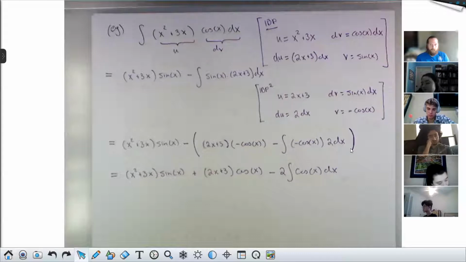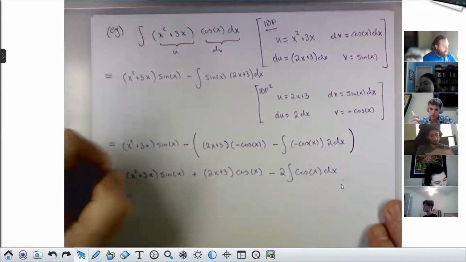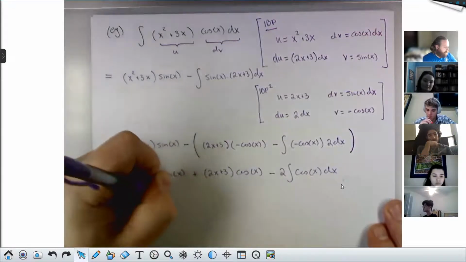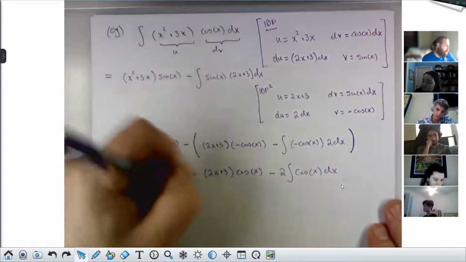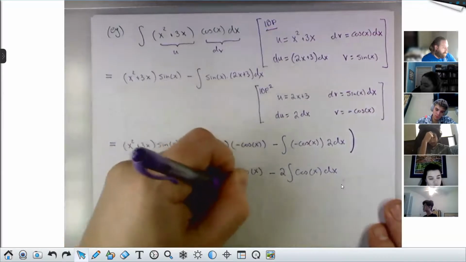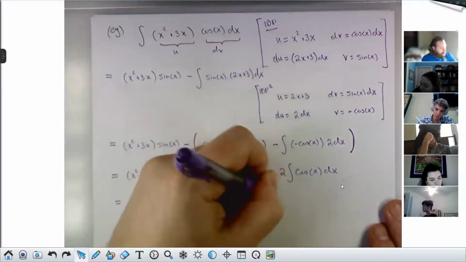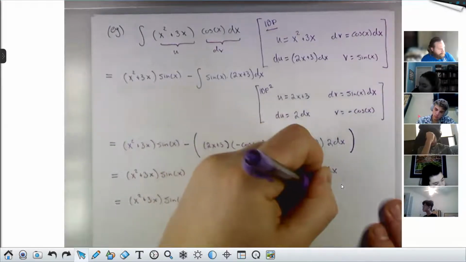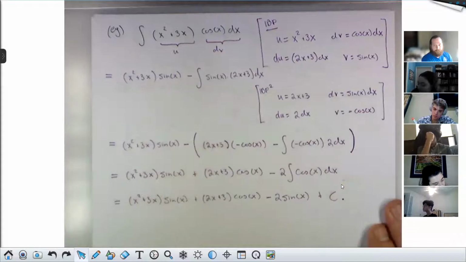And now we're just about done. The integral of cosine, that is easy, right? Whose derivative is cosine? That's just sine. So this becomes x squared plus 3x times the sine of x plus 2x plus 3 times the cosine of x minus 2 times the sine of x plus a constant. And that's job done.